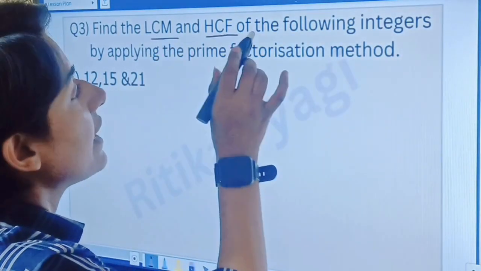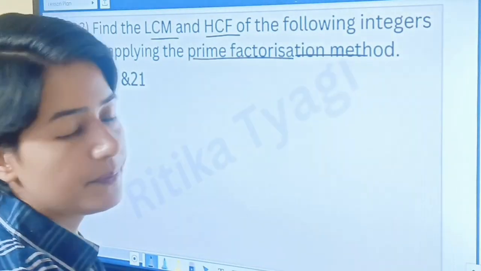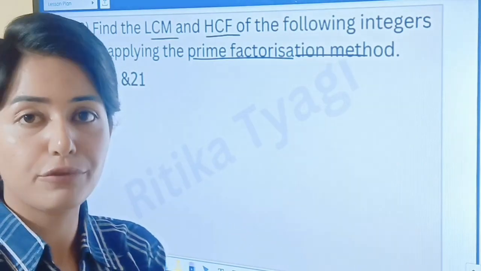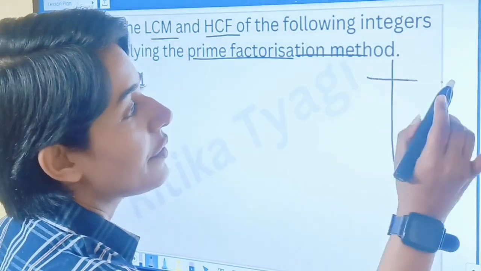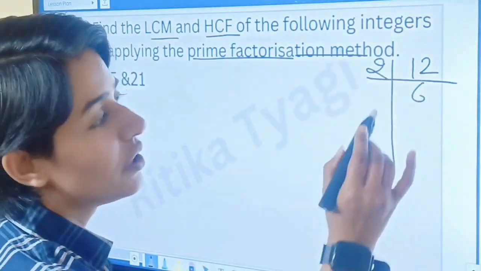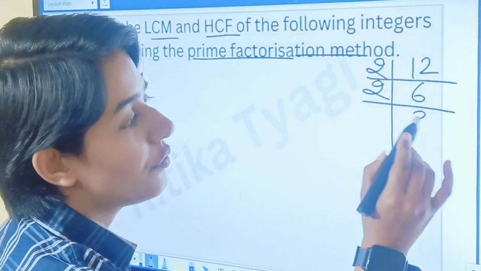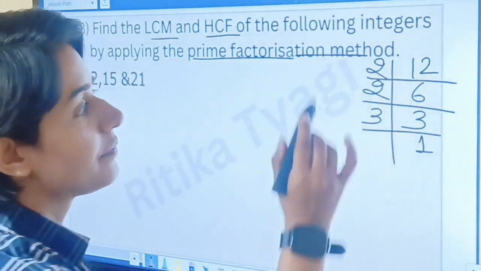Find the LCM and SCF of the following integers by applying the prime factorization method. Here the given terms are 12, 15 and 21. We have to find the LCM and SCF of these numbers. First we factorize 12. 12 is an even number divisible by 2. We get 6. 6 is an even number which is also divisible by 2. We get 3. 3 is an odd number which is divisible by itself.